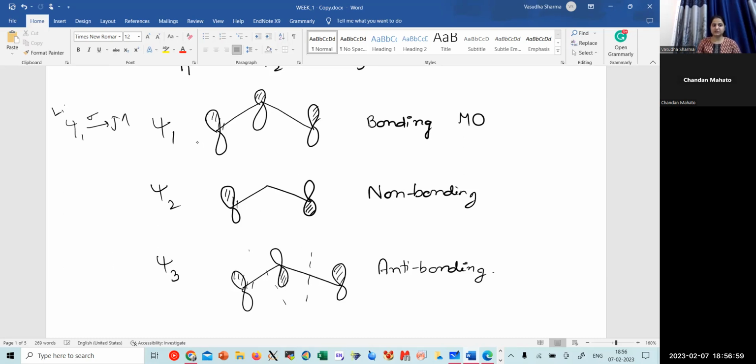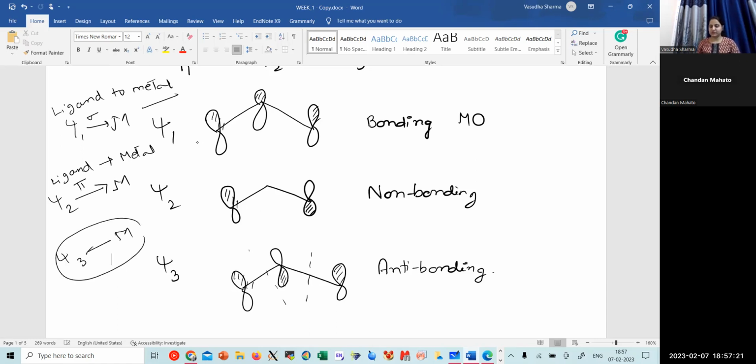But this is a ligand to metal interaction. When Psi2 bonds with metal or interacts with metal, that is a pi bonding, which is again a ligand to metal interaction. And the third one is Psi3, but here the metal interacts with your Psi3.